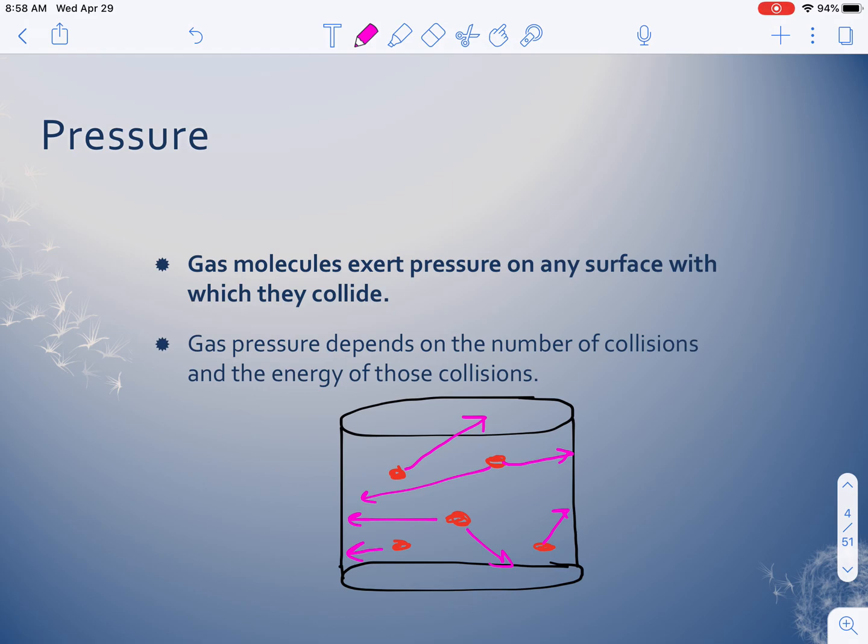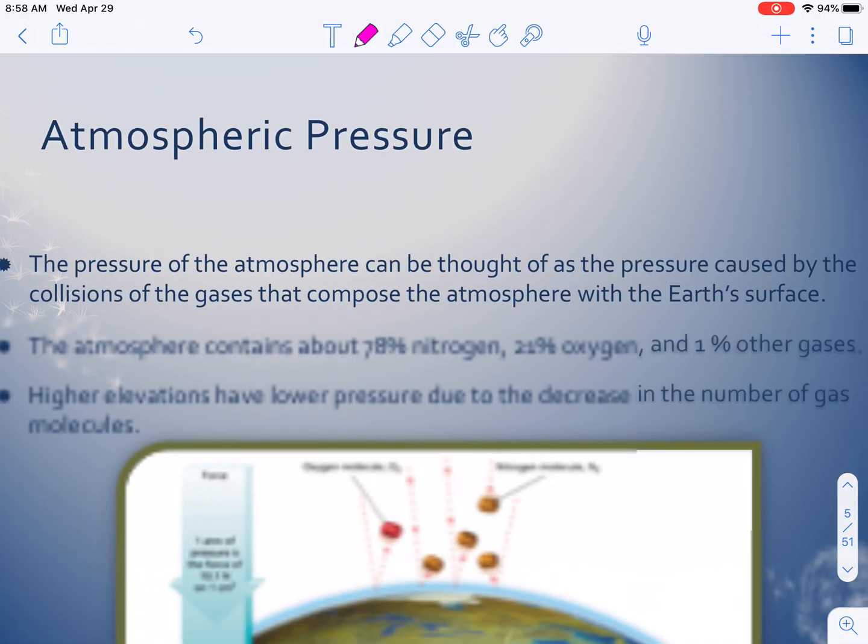So if you imagine that black cylinder is actually a balloon, if you can get the gas molecules moving faster by heating them up, or if you can have more collisions, perhaps more gas molecules, you're going to exert more pressure on the walls of that container.